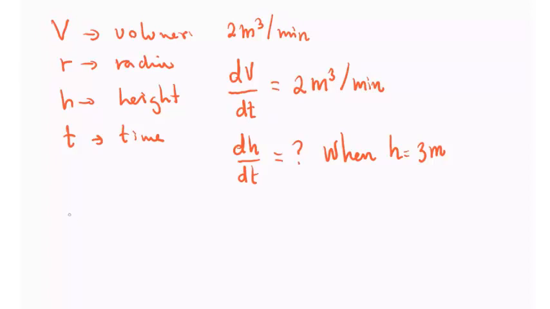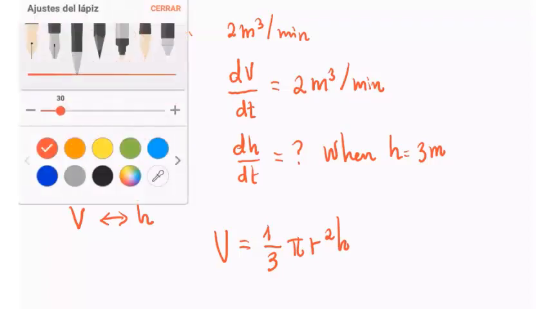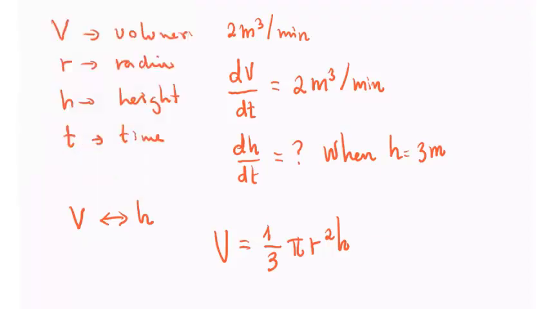The quantities V and h are related by the equation V equal to 1/3 of pi r squared h. And what is this? This is the volume of the cone, okay, guys? This is the volume in this case.